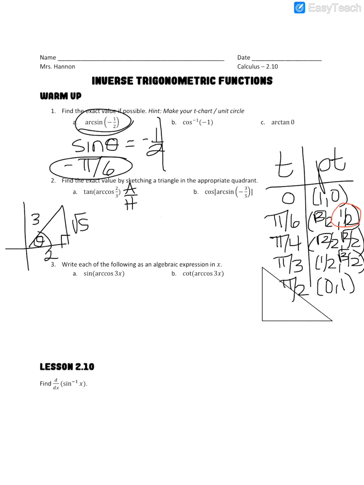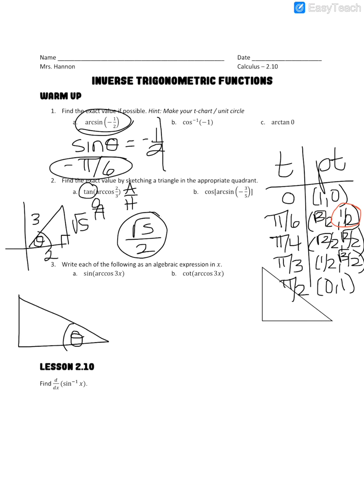Now I want to evaluate the tangent of that angle theta. Tangent is opposite over adjacent. So that would be radical 5 over 2. Okay, number 3, we're going to make a triangle again. Pick your theta. And so this is the theta right here, okay? So this is telling me that when I take the cosine of this theta, I get 3x. Cosine is adjacent over hypotenuse, so I know my 3x is going to go here, and my 1 is going to go on the hypotenuse.